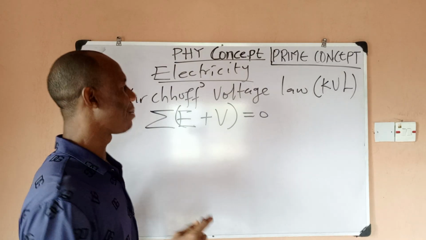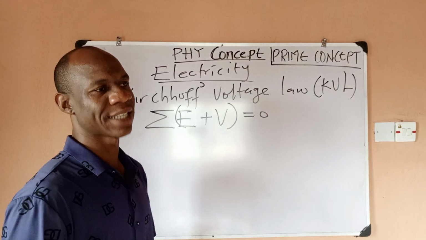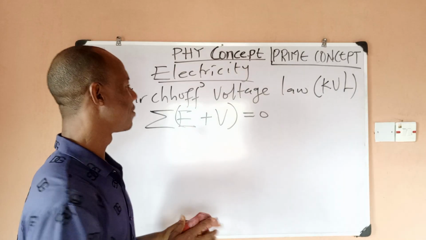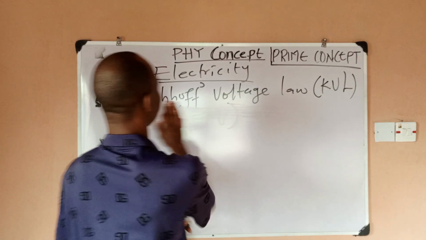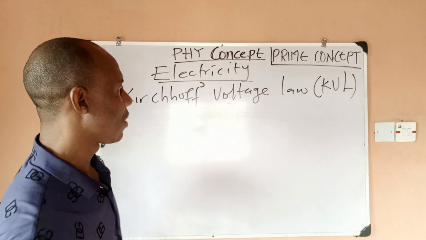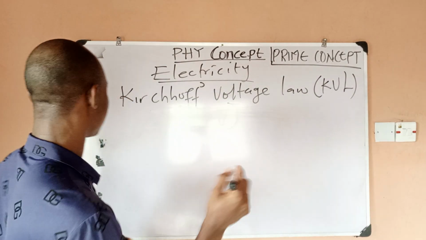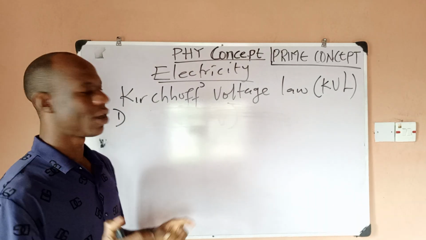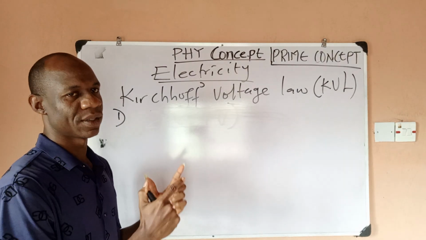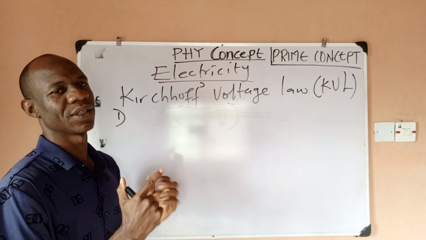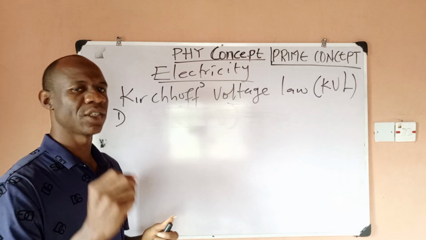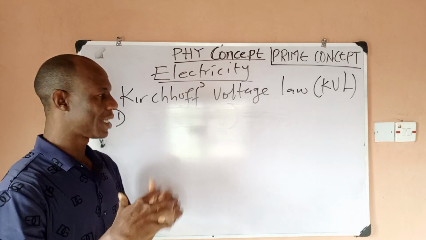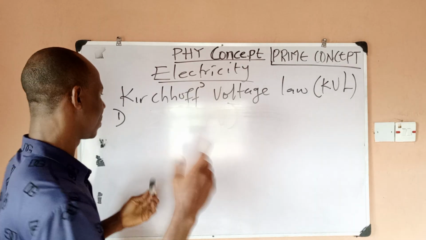Now, in order for you to apply KVL to a circuit, you need to understand the sign convention, because there are certain sign conventions we obey so that we don't make mistakes when we are summing. What are the sign conventions we need to know? Number one: when your loop direction and your current direction are the same, then voltage drop is going to be negative. In every circuit we always have a loop direction.